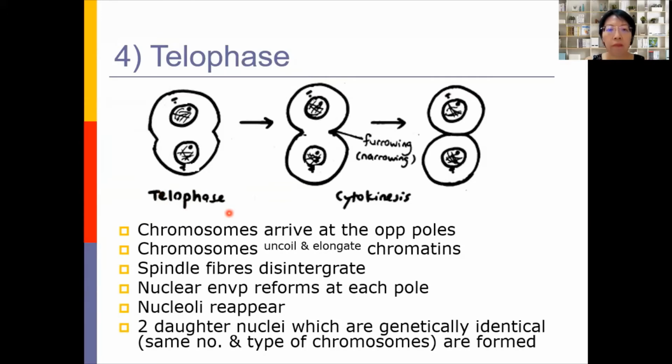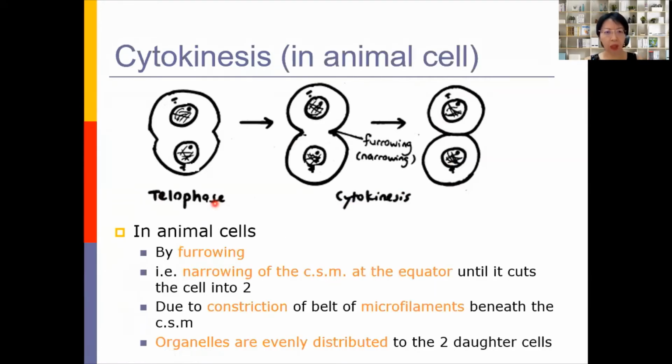Telophase only. Now this diagram here is actually showing you cytokinesis, which is not part of mitosis. Mitosis ends at telophase. Okay, so now we're going to look at cytokinesis in animal cell.